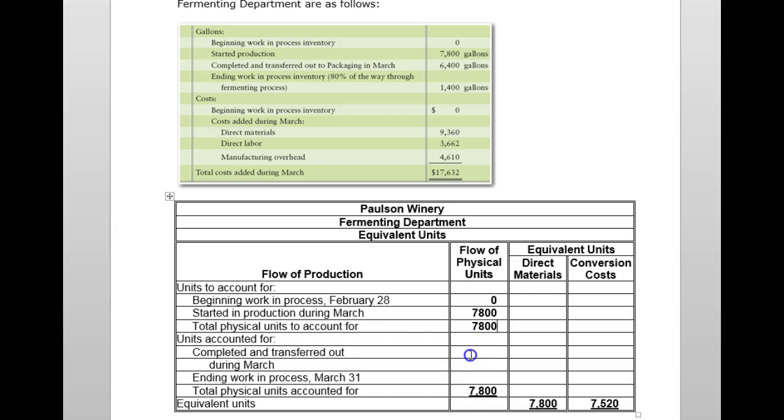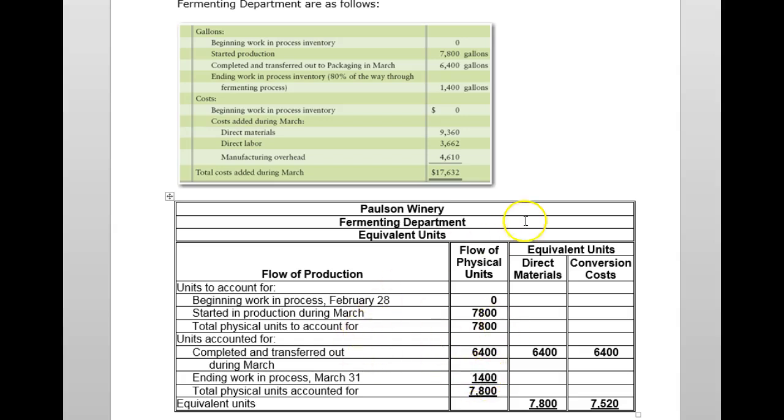So they completed 6,400 units. That would mean, before we go any further, 6,400 units had full cost of direct materials and full cost of conversion costs. Now, how many are in the ending work in process? Well, if we started 7,800 and had 6,400 transferred out, that would mean 1,400.